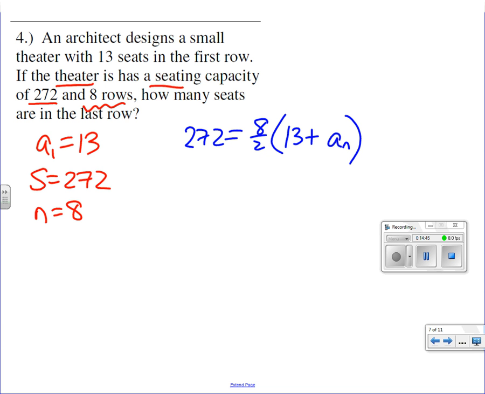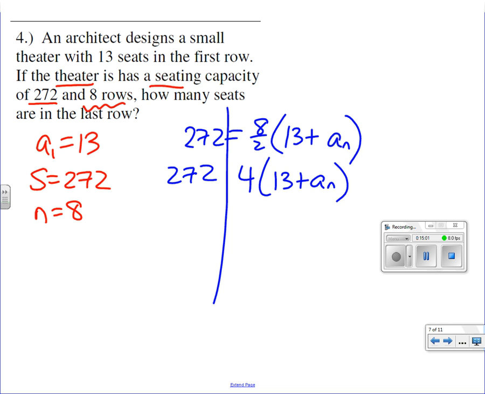Let's see. Olivia, what do you do next? You got to do 8 divided by 2, which gives you 4. Yes. You can distribute the 4. Some people like to do that. It'll give you the same answer. Those of you who like to distribute. Others of us like to divide by 4 and get rid of it. Somebody do that for me.